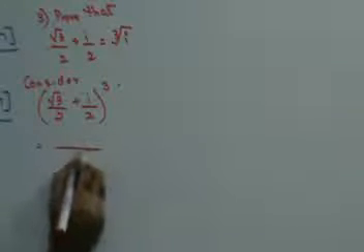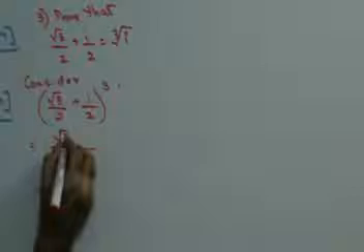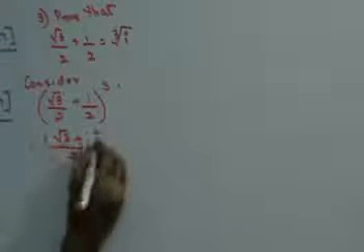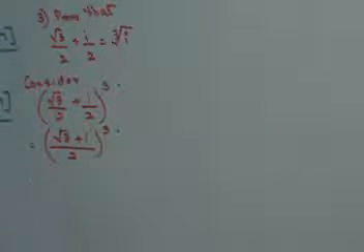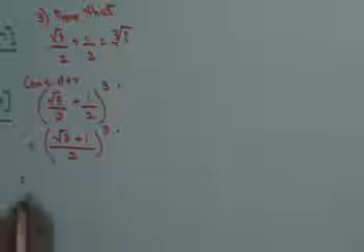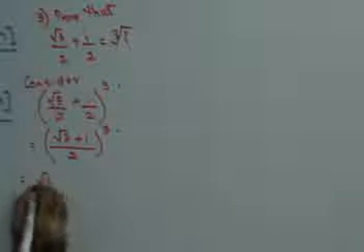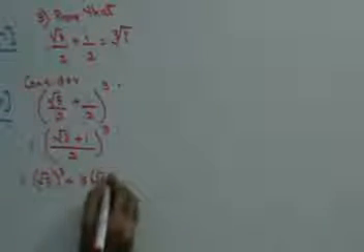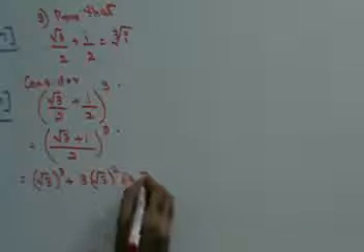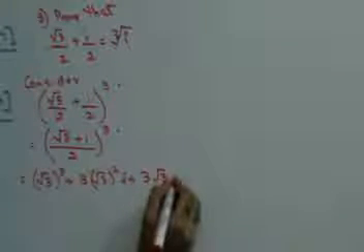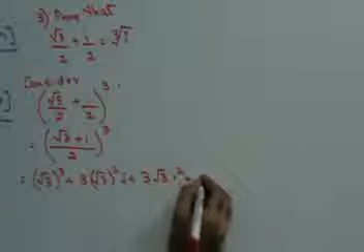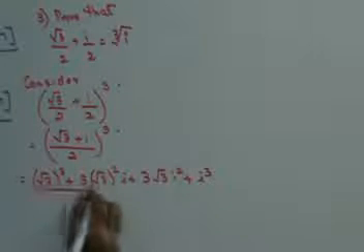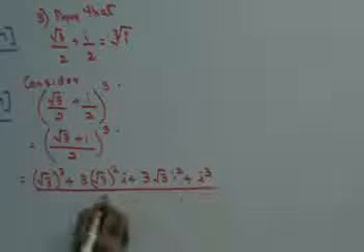I can take 2 as the common denominator. So this is going to be (root 3 plus i) the whole cube upon 8. This can be written as (a plus b) the whole cube. The numerator is in the form (a plus b) the whole cube, which is nothing but a cube plus 3a square b plus 3ab square plus b cube, upon 8.